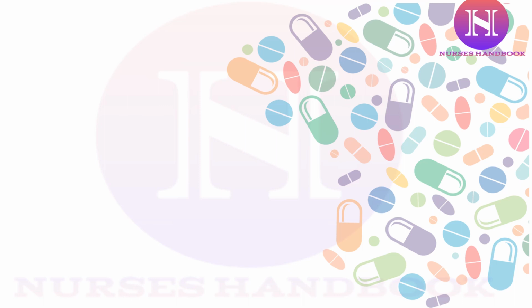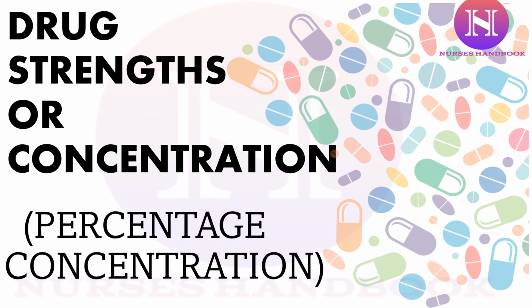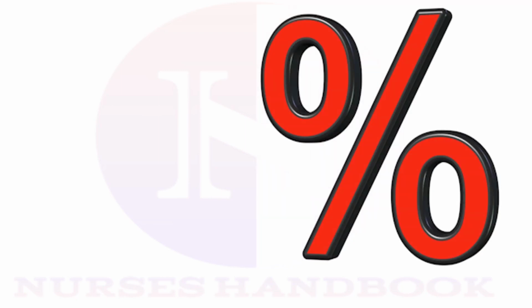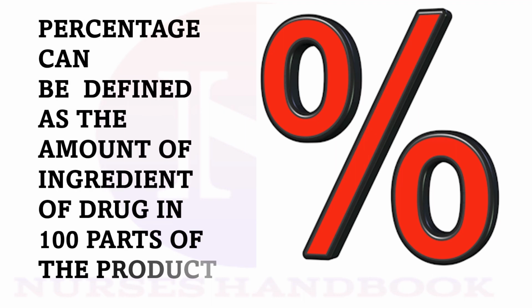Today I will be discussing one of the most important topics, that is drug strengths or concentration. We'll be discussing the percentage concentration and the calculations related to it. On many injectables and fluids, one must have seen values written in percentage, like 0.45% NS, 5% dextrose, etc. So what does this percentage mean? It is the amount of ingredient or drug in 100 parts of the product.